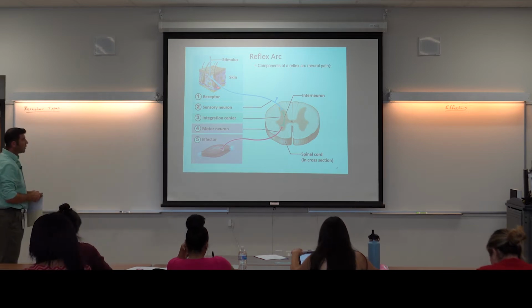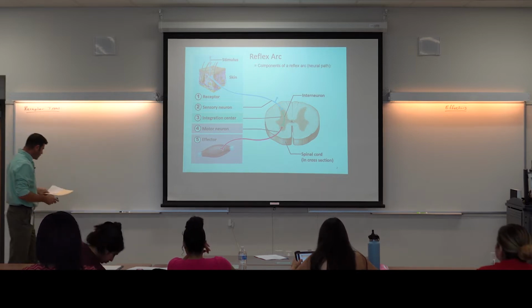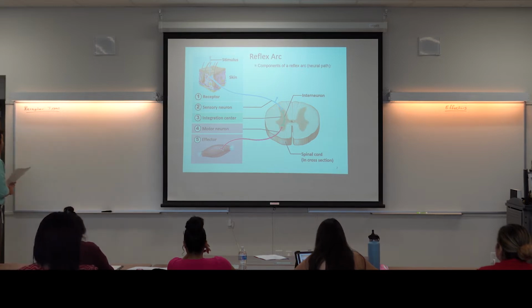Let's start over here on this end with the receptor end. So receptors are also out here in the peripheral nervous system. And we can list receptors based off of, we're going to list different types of receptors.